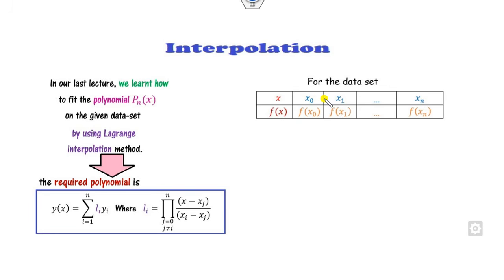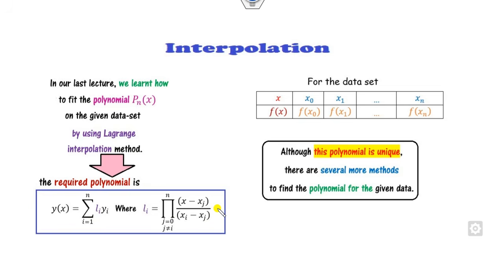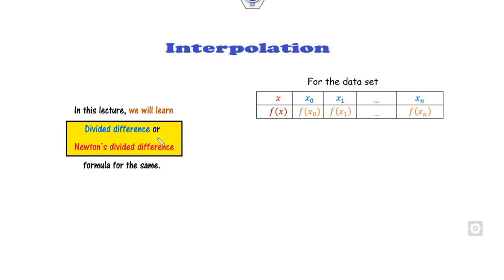Now in Lagrange interpolation we can find the polynomial by using Li and Yi, where Li is defined like here. Since this polynomial is always unique, whatever curve fitting or polynomial fitting you have obtained, it is always unique. But instead of Lagrange interpolation, there are several other methods as well. One of them is called Newton's divided difference formula.